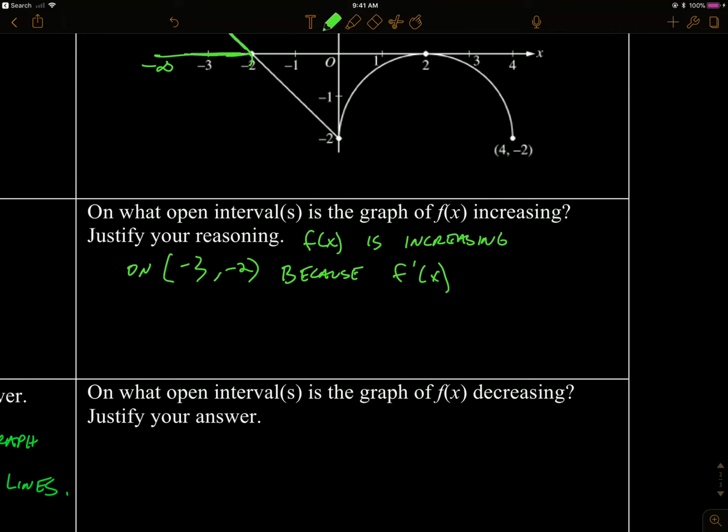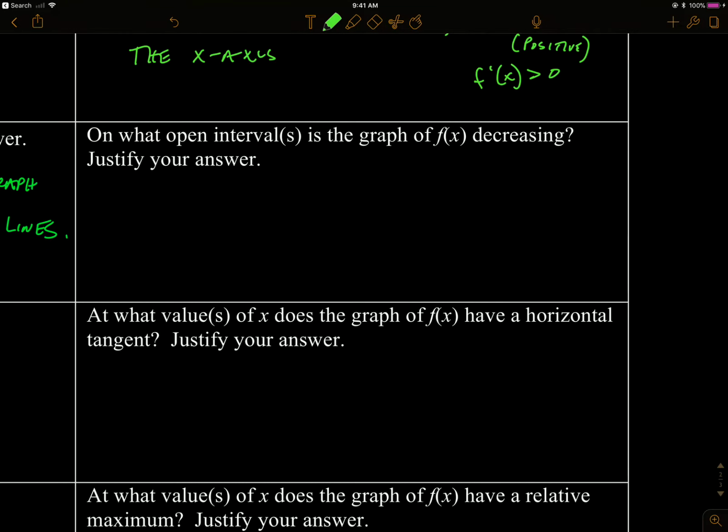f prime of x is above the x-axis, which means it's positive. Right? Or I could say because f prime of x is bigger than 0. Those are all ways to say it's positive, above the x-axis, bigger than 0. All means the same kind of thing.